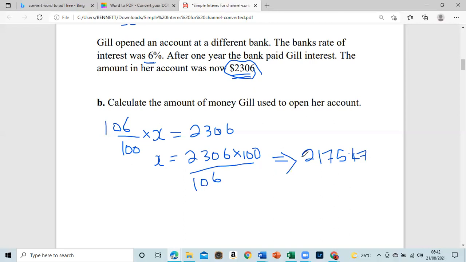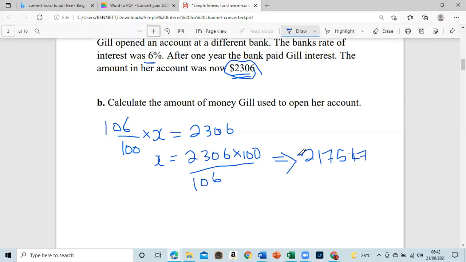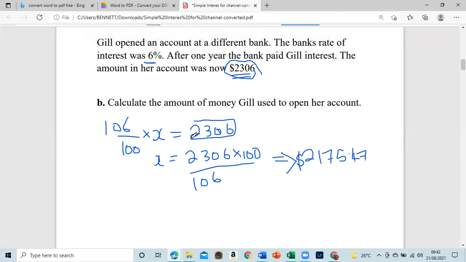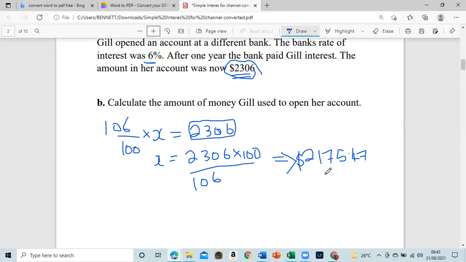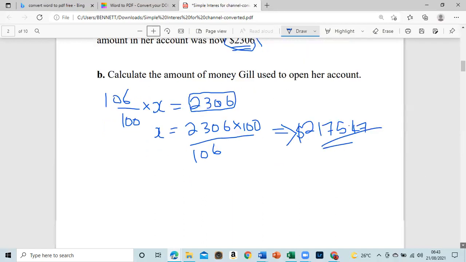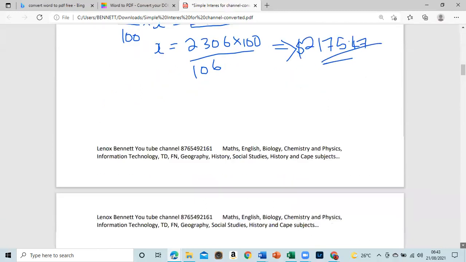All right, guys, let me just explain this. In essence, this represents when the interest is added to it, right? So if the interest is 6%, this represents 106%. So the initial amount invested was $2,175.47.